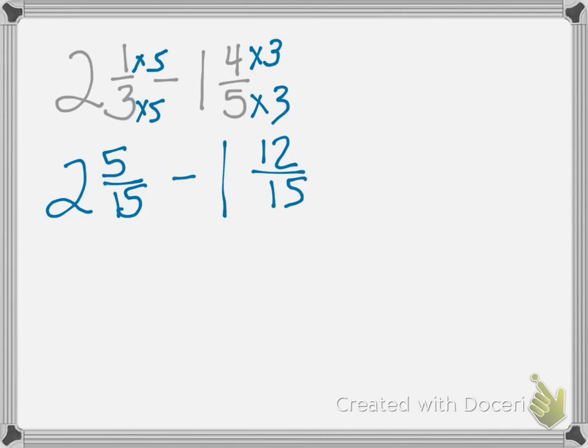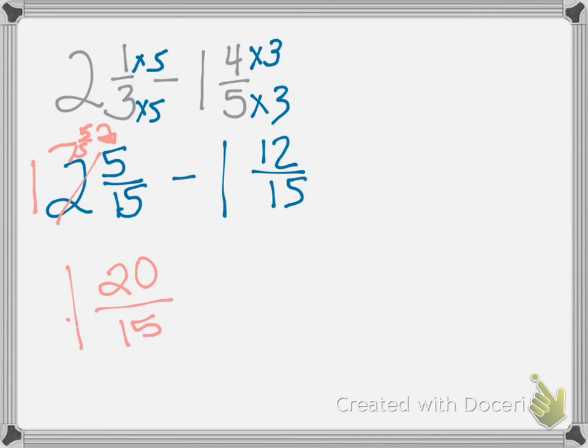So we will borrow from the 2, make that a 1, and then we're going to take the 1 out of this and we'll turn it into 15 over 15 because that's 1. So here's 1 and 1 is 2. So we make it 15 over 15 because then it's easy to put into this other fraction. And so 15 plus 5 is 20. Our denominator stays the same. And then we have 1.